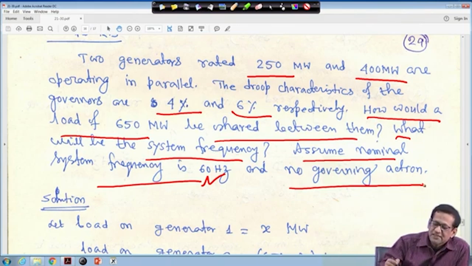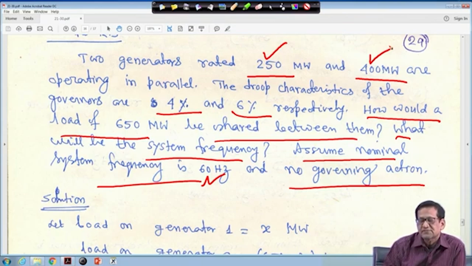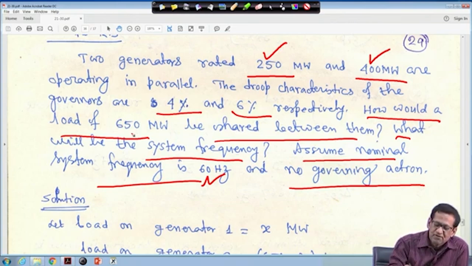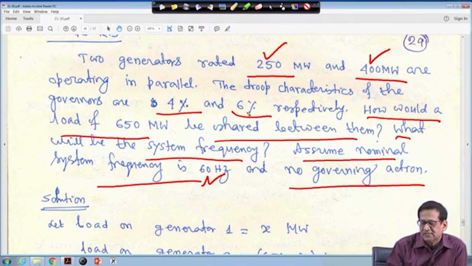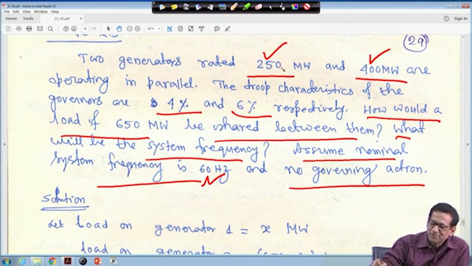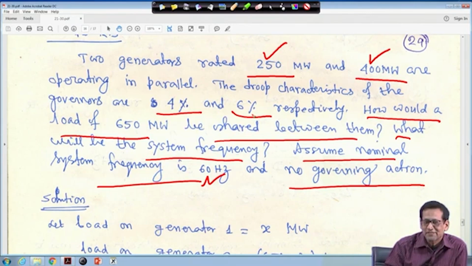If you see, the rated capacity of one generator is 250 and the other is 400. So the total is 650 megawatt, and the load you have to match is also 650 megawatt. With their governor droop characteristics of 4% and 6%, we have to find out which generator is generating how much power. From intuition you might think 250 and 400, but droop characteristics are given, so there is a strong possibility one generator will be overloaded, because the total load is 650 megawatt.